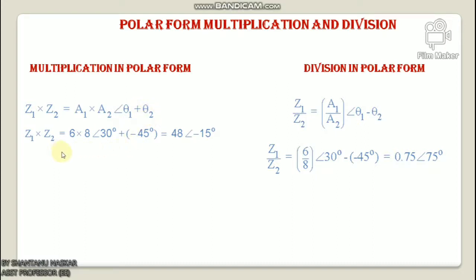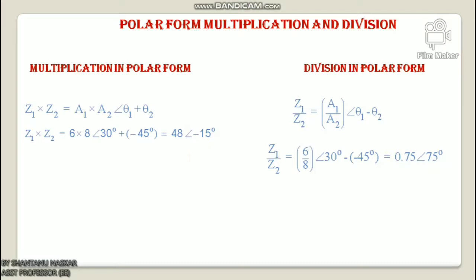So multiplying together 6 angle 30 and 8 angle minus 45 in polar form, we can write Z1 into Z2 as 6 into 8, and the angle 30 degrees plus minus 45, which becomes 48 angle minus 15.